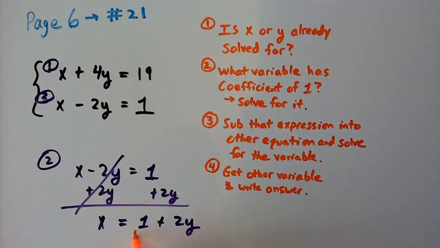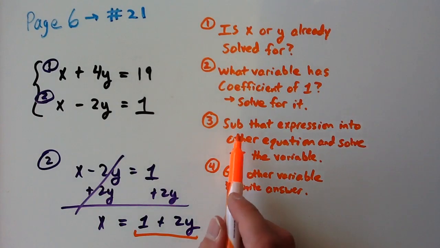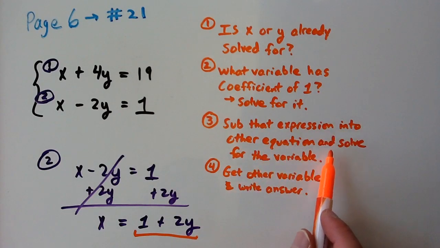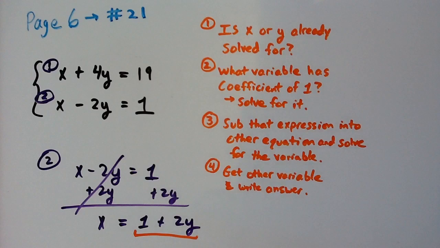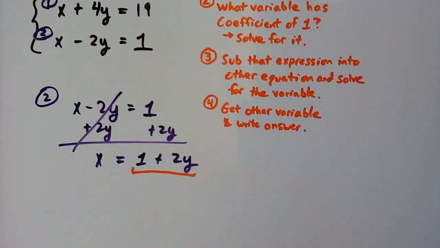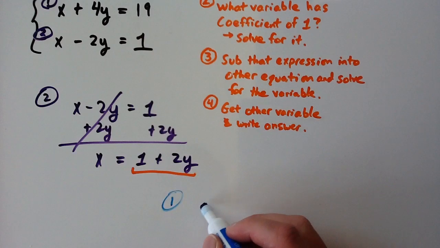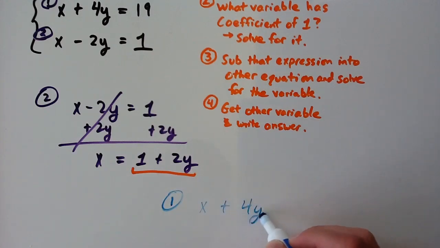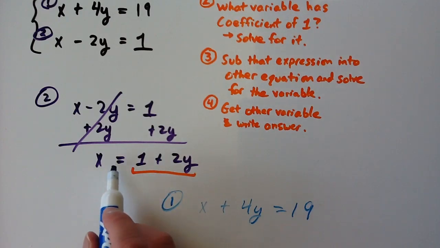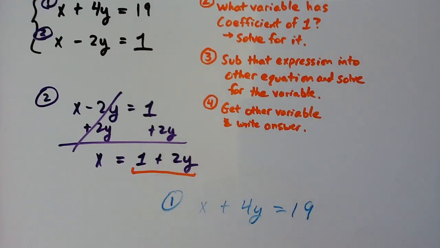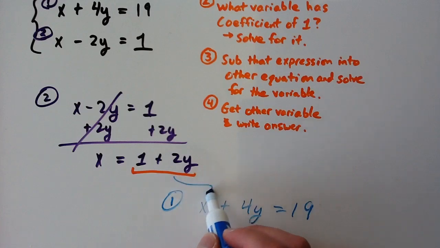I'm going to use this expression, 1 plus 2y, and sub that expression into the other equation and solve for that variable, okay? This was equation 2, so let me take this expression and plug it into equation number 1. Equation number 1 was x plus 4y equals 19. And I know x is the same as 1 plus 2y. And so what I can do is plug this, or sub that, in for x.